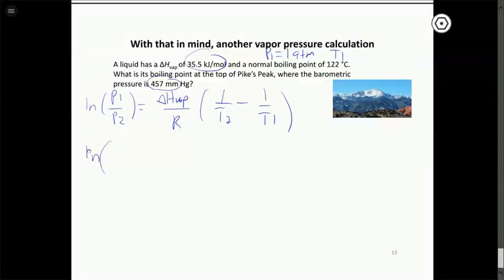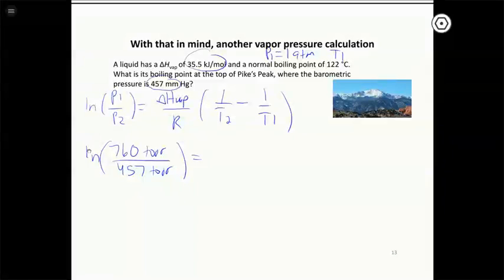So we take the ratio of the two pressures. P1 is 1 atmosphere, which is 760 millimeters. We have to put them in the same unit, so they're a ratio. P2 is the second pressure, which is the pressure associated with the unknown boiling point, 457, that's given to us. And that's going to equal the enthalpy of vaporization divided by R. We have to convert that into joules per mole by multiplying by 1,000. So 35,500 joules per mole.